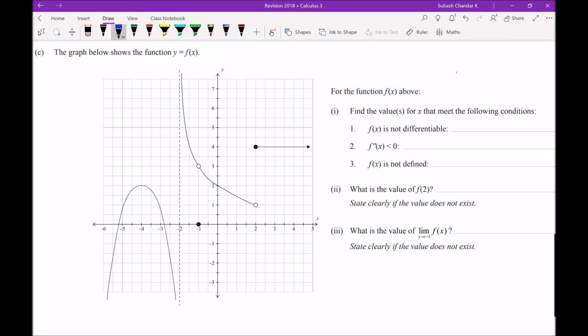This is 2015. All right, here we go. Number one, f of x is not differentiable. We can see that you can't differentiate at -2. Where else can we differentiate? -1 and +2. So yep, those are our 3 points there. And then we've got f double dash of x is less than 0. So we're looking for concave up or down? Down. Sad. And in this one, you can kind of see that it has to be x.